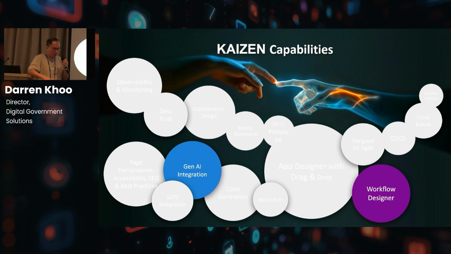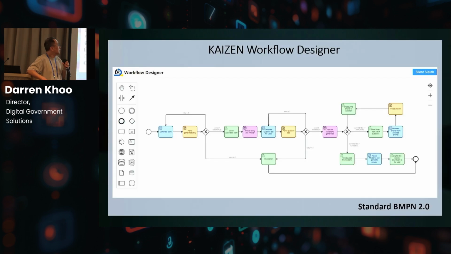So I move on to the next set of capabilities. This is about the workflow designer and Gen AI integration. In Kaizen, we have a workflow designer to use visual drag and drop to create your standard BPMN 2.0 workflow that you can pretty much use any BPMN-compliant workflow engine to automate. So I'm not going to delve into detail, but this is what you're going to see later in the demo, the exact flow.